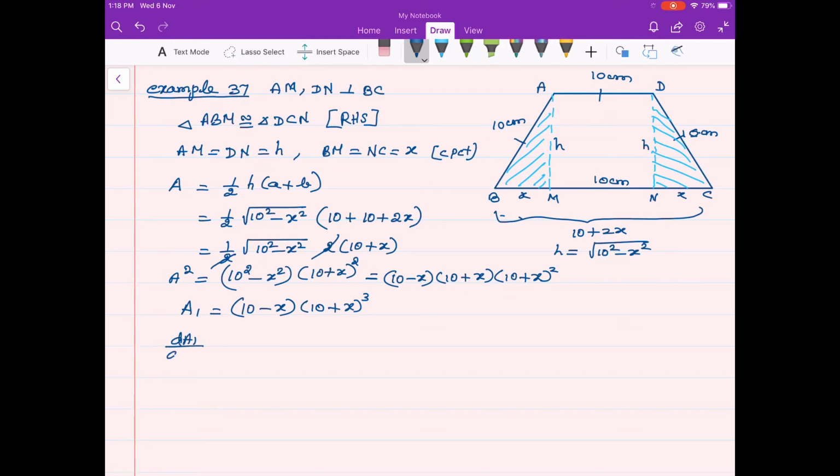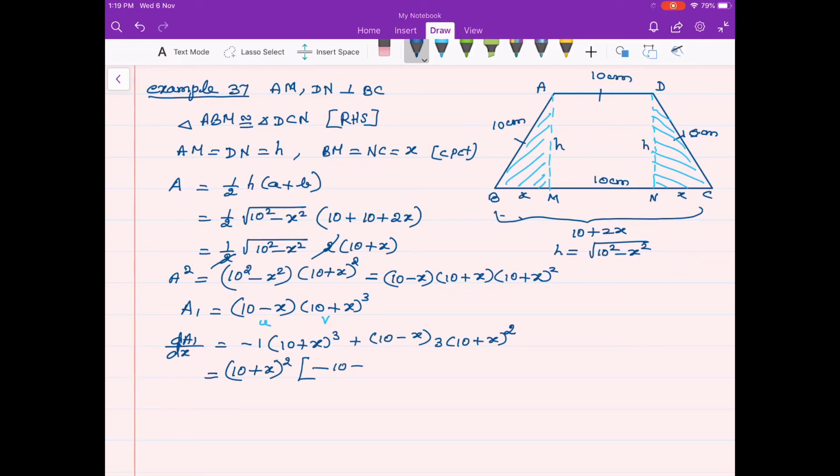Differentiate A1 with respect to x. U and v. U dashed is minus 1 times (10 plus x) the whole cube plus (10 minus x) into, differentiate the power first and then the base. Differentiation of plus x is 1. Let us remove the common factors. Here (10 plus x) the whole square is common.